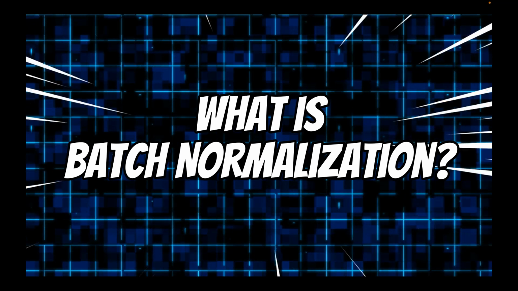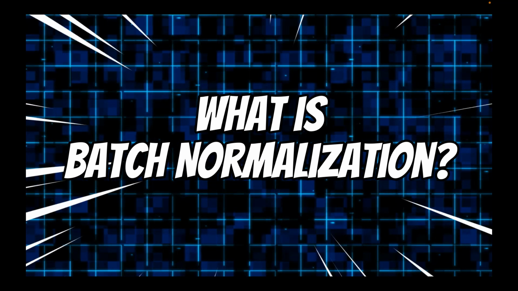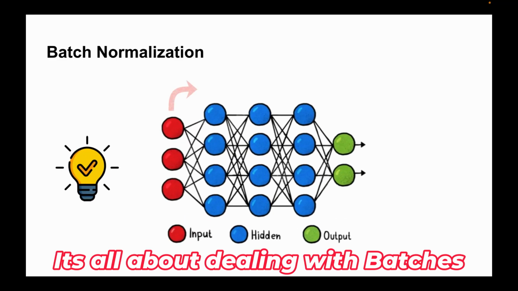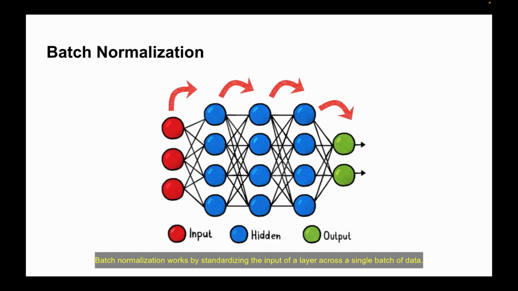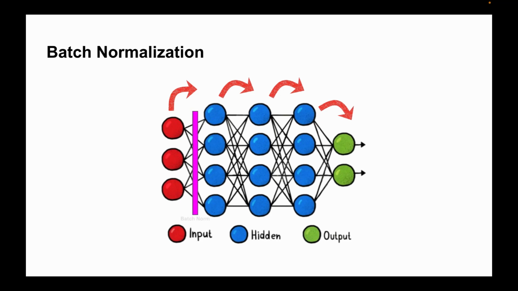So what exactly is this batch normalization? Well, its name gives a hint. It's all about dealing with batches during training. But to simply put it, batch normalization works by standardizing the input of a layer across a single batch of data. Here you all can see that between each layer we have a batch normalization layer which is highlighted in pink color.